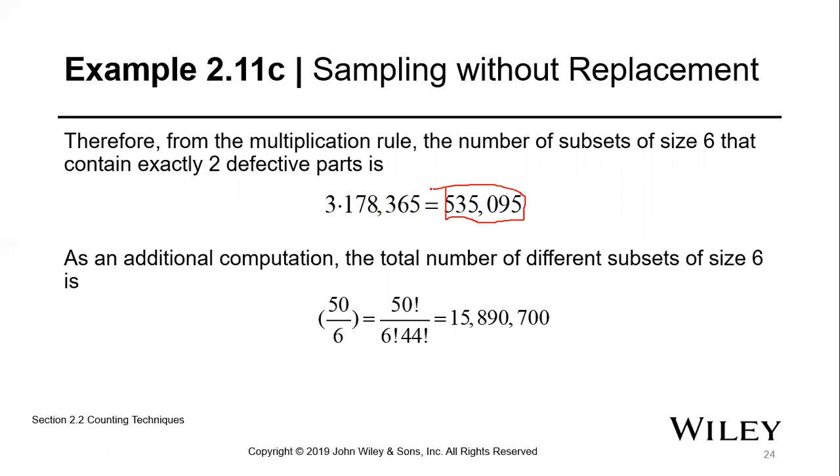Possible ways to pull 2 defective parts out of 6. If you want to find out how many different subsets of size 6 there are, that's 50 factorial over 6 factorial times 44 factorial, which gives you 15,890,700 possible combinations to pull out. So when you're trying to pull 2 defective parts, remember, yes, you have over 500,000, but that's out of 15 million. So it's not nearly as high percentage-wise as it appears.